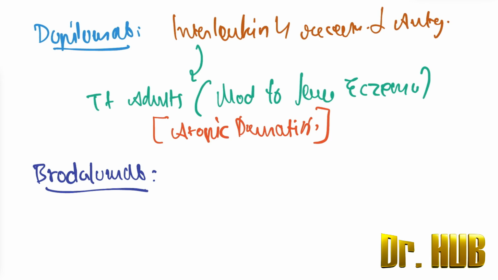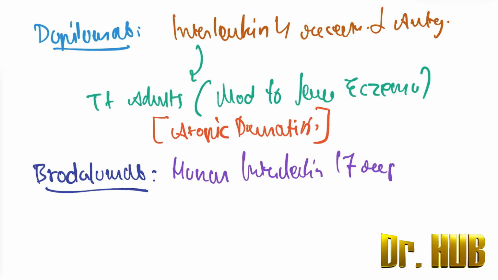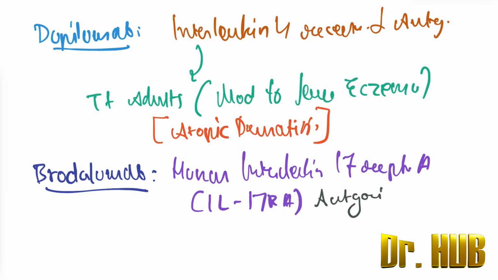So brodalumab is a human interleukin 17 receptor A antagonist. How do you write it? IL-17RA antagonist. It is used to treat adults with moderate to severe plaque psoriasis. So brodalumab is used to treat moderate to severe psoriasis.